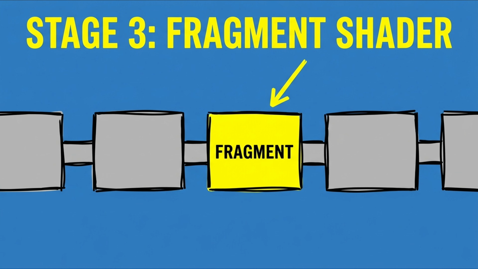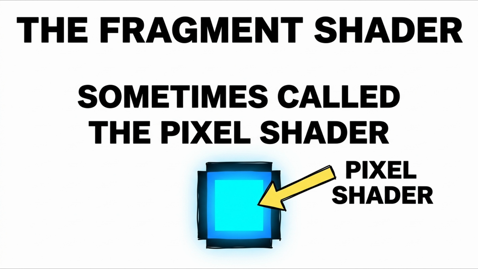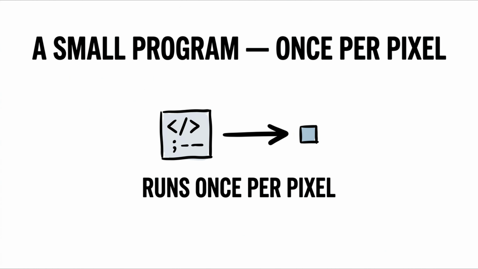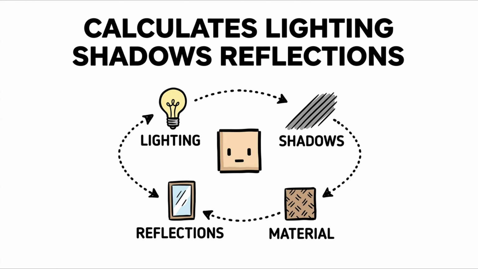Now comes the stage most people associate with modern graphics, the fragment shader, sometimes called the pixel shader. This is where each pixel gets its final color. The fragment shader is a small program that runs once per pixel and calculates lighting, shadows, reflections, and material properties.